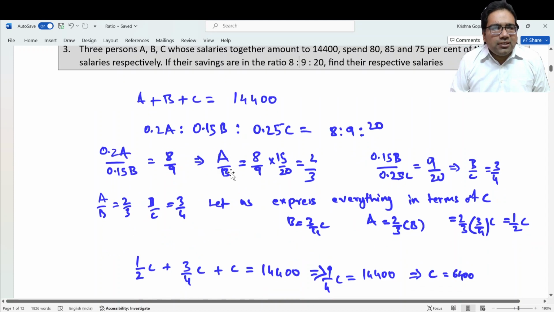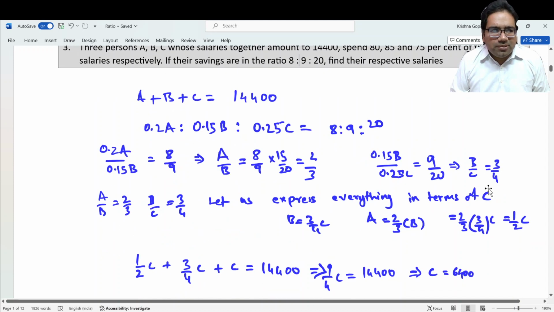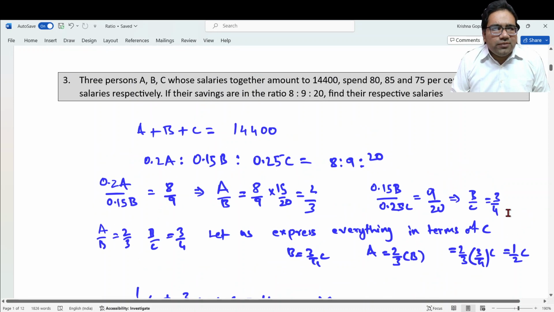Now, just like the earlier example, let us express everything in terms of C. What is C? C is C. What is B? B is equal to C into 3 by 4, that means 3 by 4 C. What is A? 2 by 3 into B. What is B? B is 3 by 4 into C. Let's substitute this. That becomes 2 by 3 into 3 by 4 into C, which becomes half of C. What is A? A is half of C.